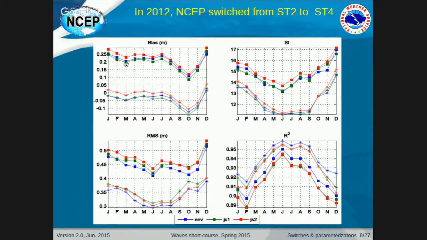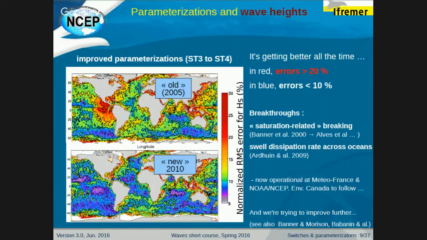So the different curves are Envisat, Jason 1 and Jason 2 as a function of months of the year. That's for the year 20-something, I don't remember what Harun did. So you have the bias, you have the RMS error, and you also have the scatter index. So it's not just the bias that has been reduced, but the scatter index also has been reduced by typically 30% between the old and the new parameterization, and the correlation has been increased quite a bit. So sometimes it's good to actually improve parameterizations.